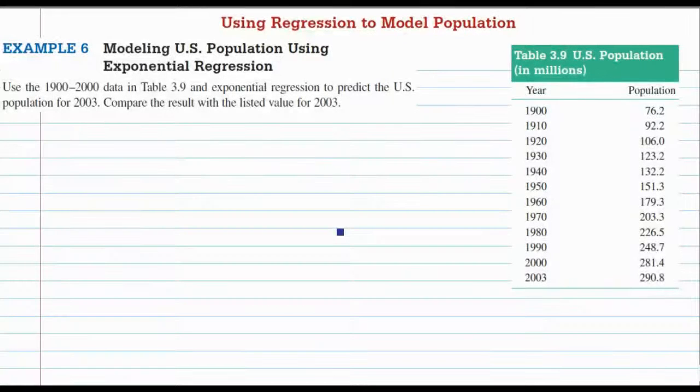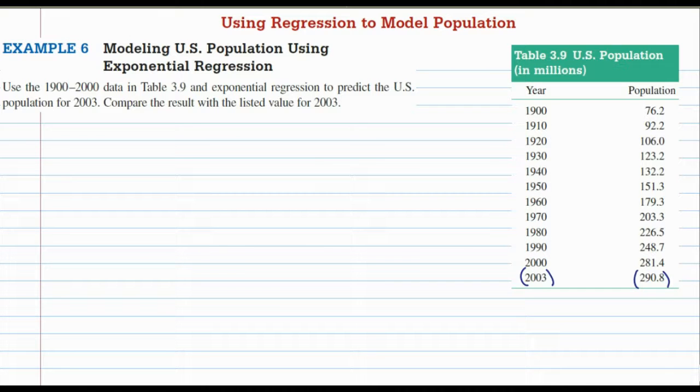This is the screencast for section 3.2, example 6. We're going to model some U.S. populations using exponential regression. We're going to use 1900 through the year 2000 data and exponential regression to predict the U.S. population for 2003. Now we see that that data point is actually already here, but we're using that to compare with the data points that we are going to use up to the year 2000.